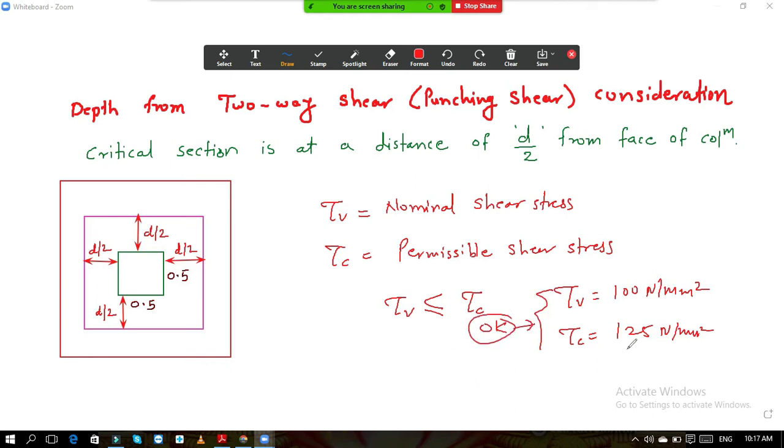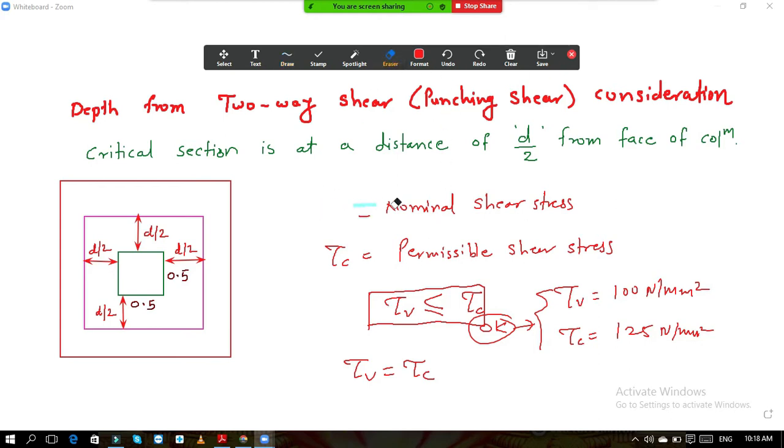But the reverse case is there. Suppose the nominal shear stress is 125 and the permissible shear stress is 100, then in that case this footing will definitely fail. So what is the condition we are getting? Our nominal shear stress must be less than or equal to permissible shear stress. So to find the maximum value of depth, we can equate our nominal shear stress to permissible shear stress.